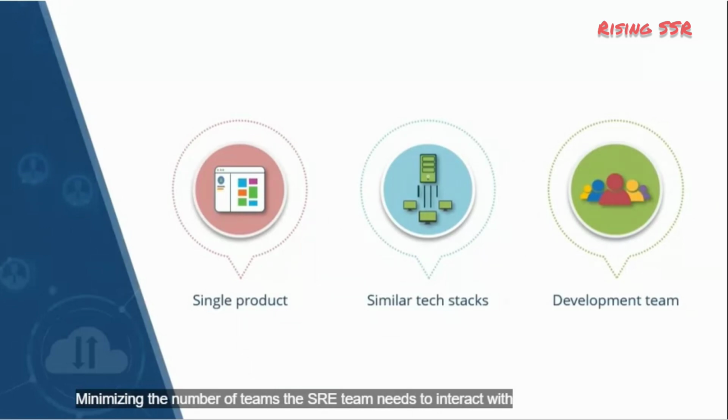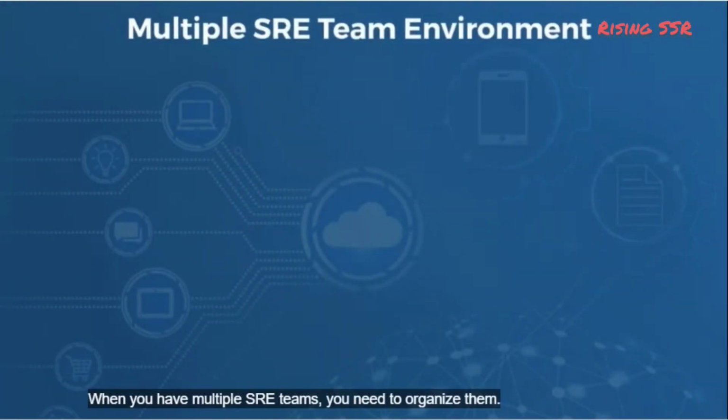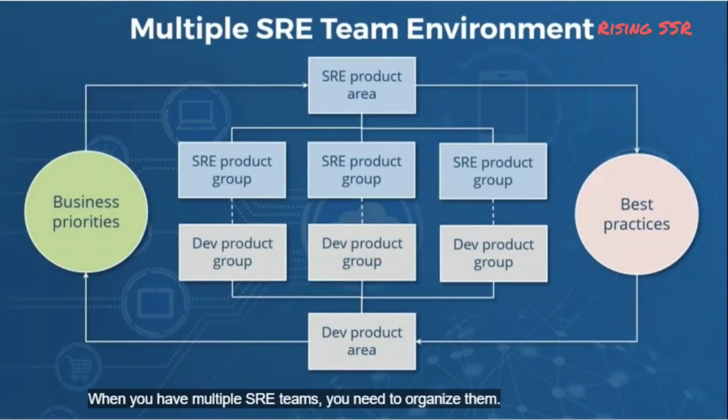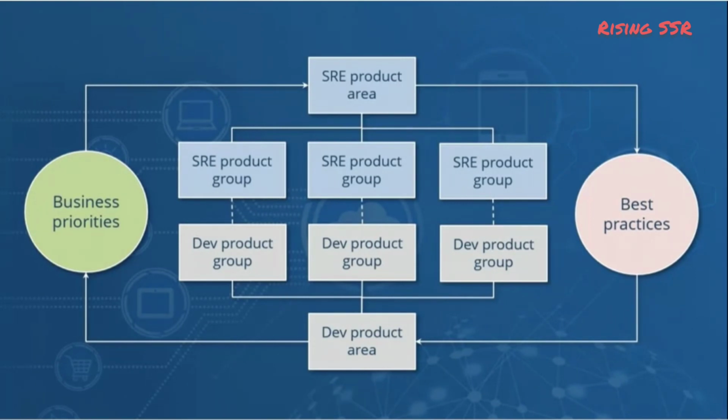Minimizing the number of teams the SRE team needs to interact with simplifies communication. When you have multiple SRE teams, you need to organize them. You may have products organized in product areas. SREs should be assigned a product area. Product areas are further broken down into product groups, each focused on a given product.